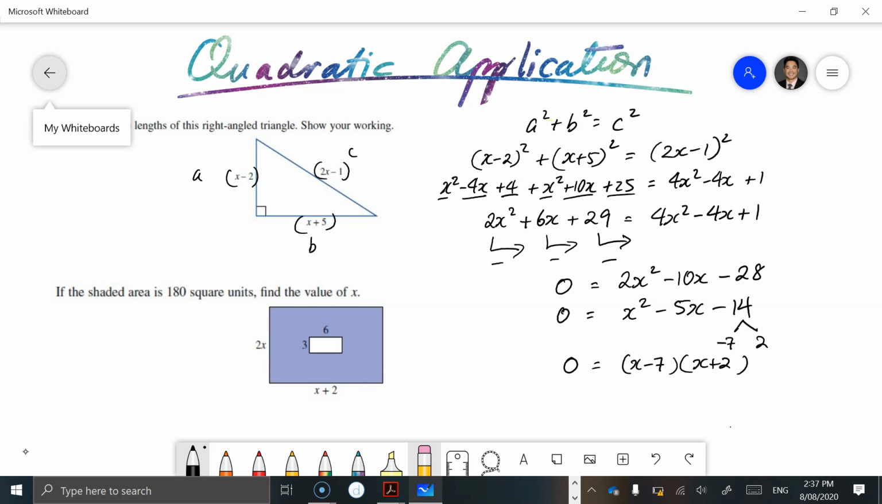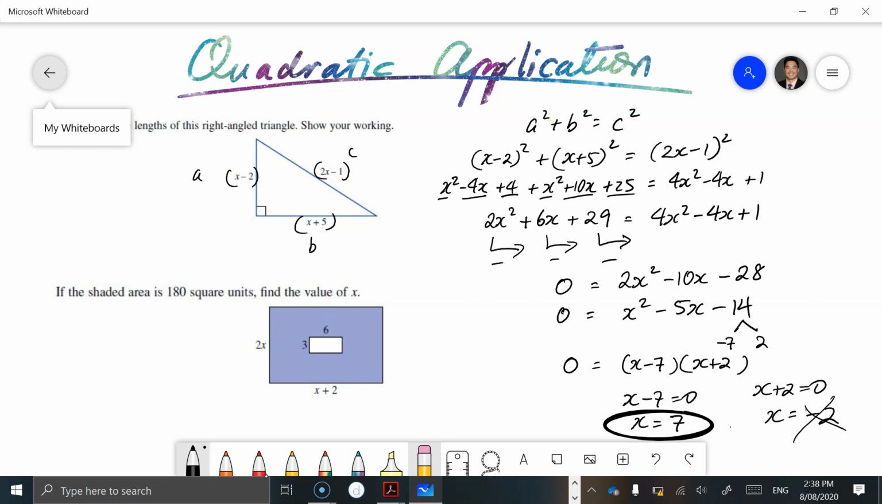Applying the null factor law, x minus 7 equals 0, so x is going to be positive 7. And then x plus 2 equals 0, so x is going to equal minus 2. Now, if you think logically, you're never going to get a negative value for a side length of a shape. It's always going to be positive. So we are going to be giving credit to this answer, and minus 2 is not going to be a viable option for this context.